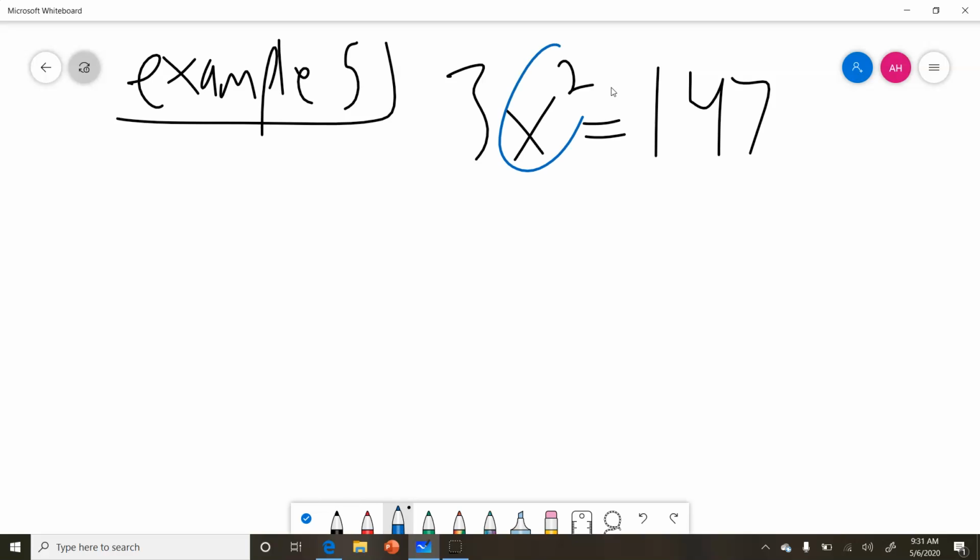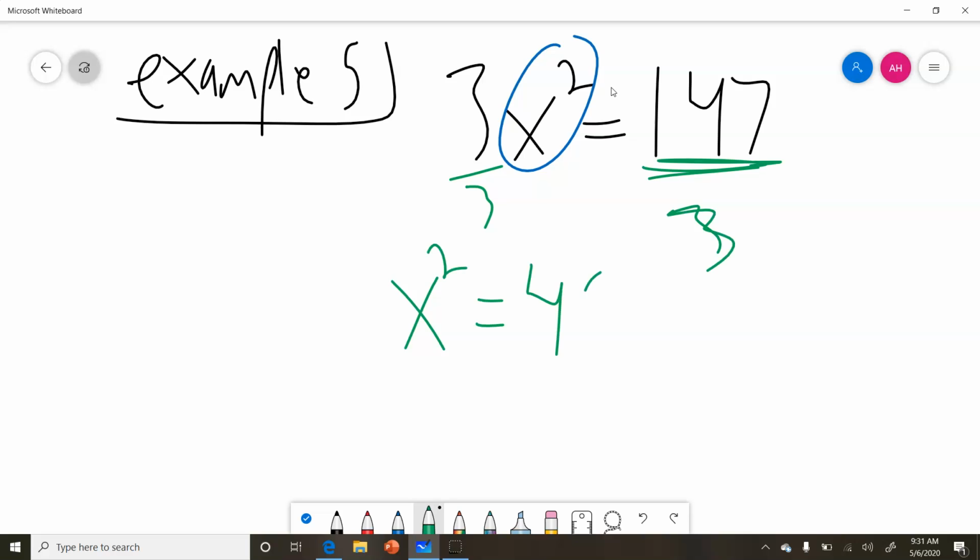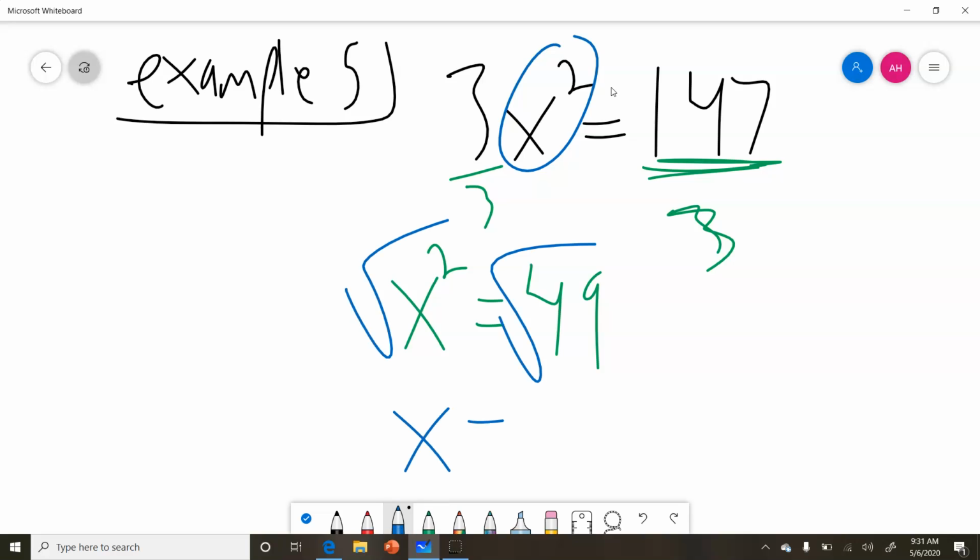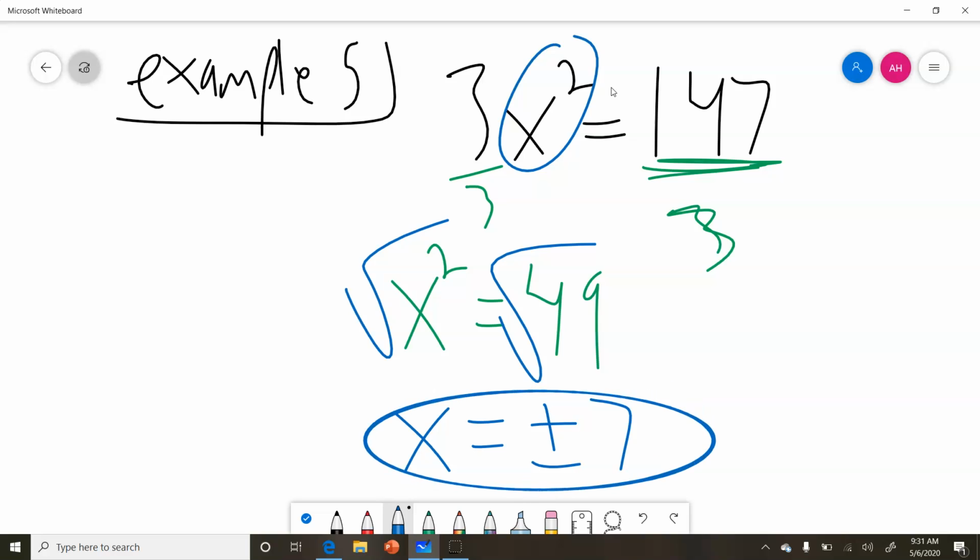Okay, whenever you have just an x squared like this, what I would do is just solve for x. So I divide by 3, and I would get x squared equals 147 divided by 3, and the calculator says 49. And then I would just take the square root of both sides and get x equals plus or minus 7. Right? So that's how I would solve that one. That's very straightforward. You got to remember though that it has the plus or minus. Okay, it can be either positive or negative 7.